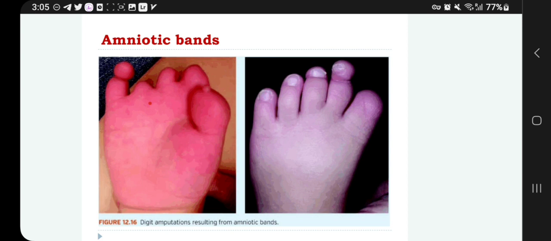Yes, somebody may have a membrane from the amniotic membrane separate, and it goes to the finger and makes it ischemic, and you can see the fingers may be amputated like this. Okay, digit amputation resulting from the amniotic band. This is such a disaster for somebody during gestation.